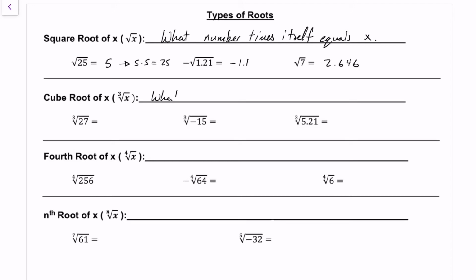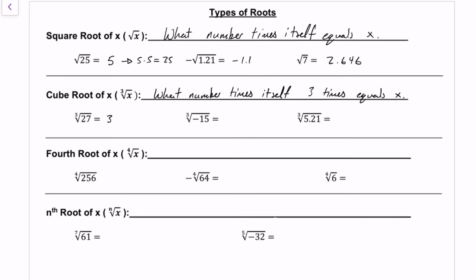All right, on to the cube root of x. Cube root of x, some people call it the third root of x, and it's basically what number times itself 3 times equals x. So the first example is the cube root of 27. Well, the cube root of 27 is 3, and this is because 3 times 3 times 3 is 27.